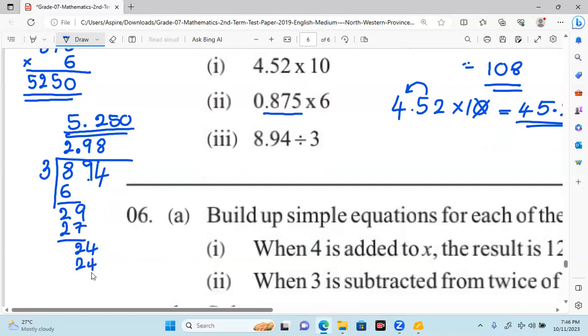It's 0. Okay. Therefore, the answer is 2.98. Okay. Here what you have to consider is when you take the decimal place digits, you have to keep the decimal point in the answer also. Okay.